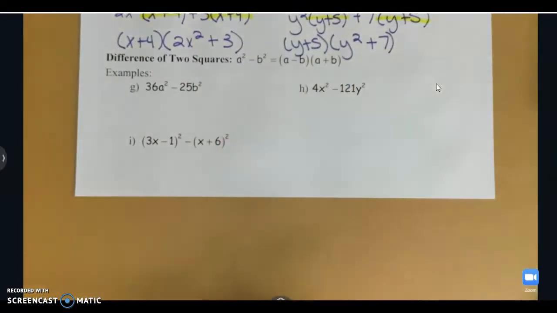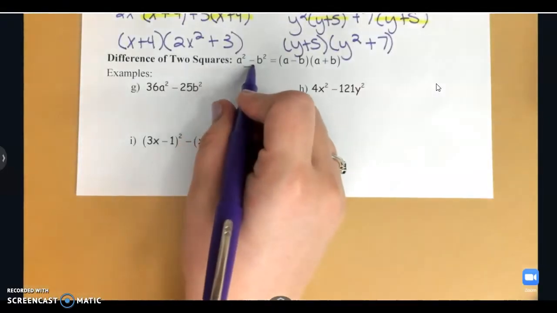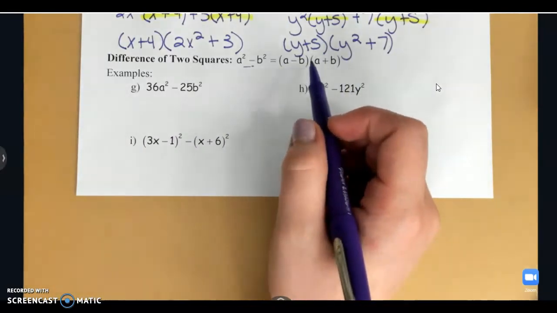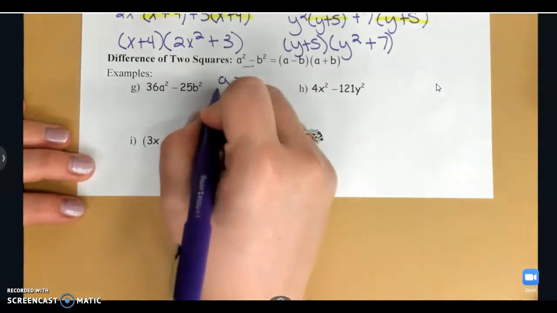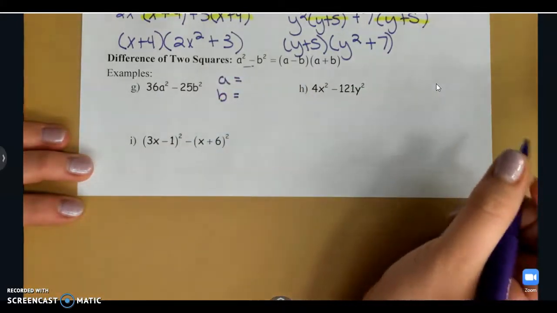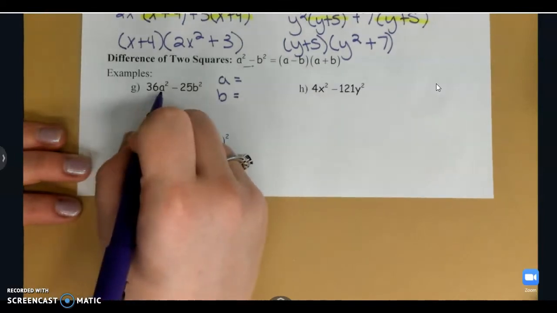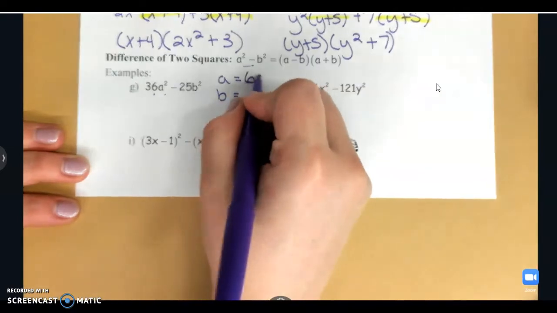Another case we have is when we have the difference of 2 perfect squares. So if I have a squared minus b squared, I can factor that as a minus b times a plus b. So the first thing we want to do on these is identify what our a and our b are. So on example G, what squared would give me 36a squared? And that would be 6a.